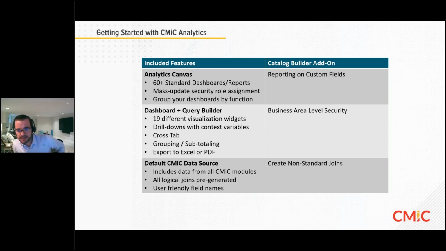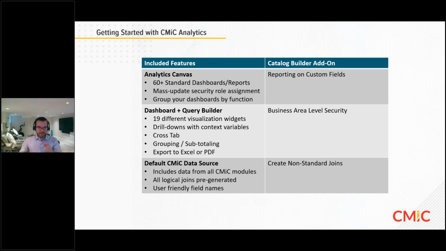The other example is non-standard joins, and that's something that I kind of referred to in the first example on custom fields. So if you do have some custom fields and it's a reference key to something else that you also have as a custom field in another area, we're not going to create those as standard joins in our default data source because that's going to be unique to your business and how you've implemented Cmic. So those are types of scenarios where you may be interested in getting Catalog Builder added on to your account. So I hope that cleared up things a little bit in terms of what I can do as a regular Cmic customer and when I might need to consider purchasing Catalog Builder.